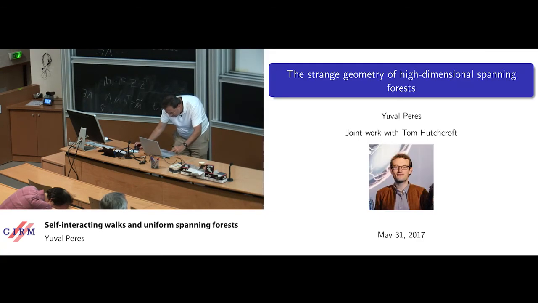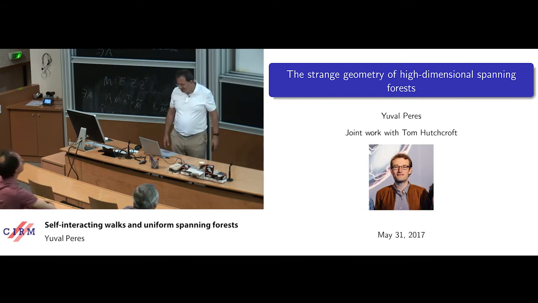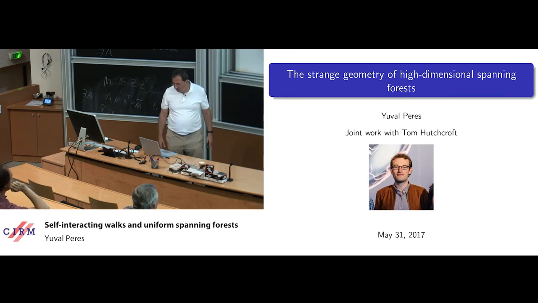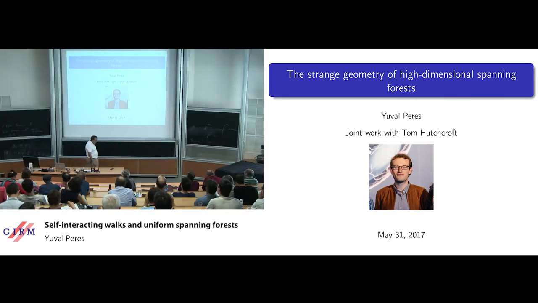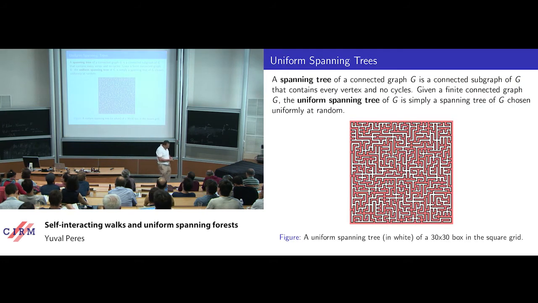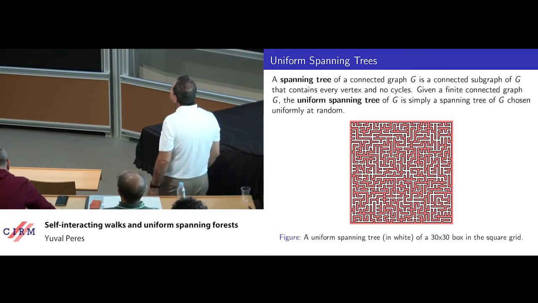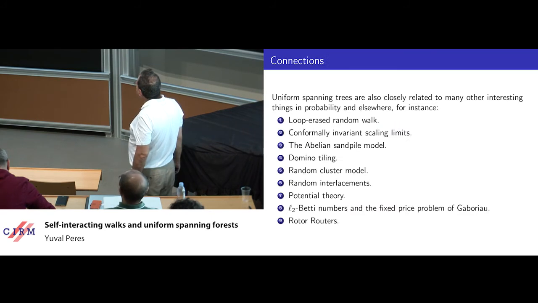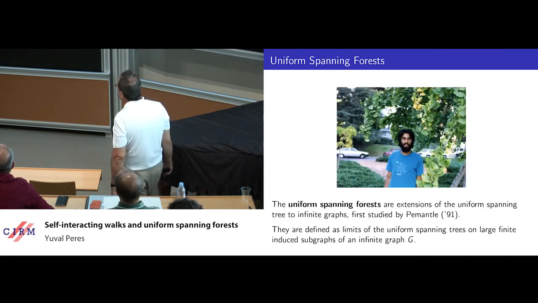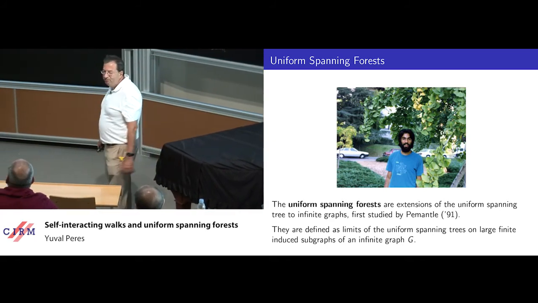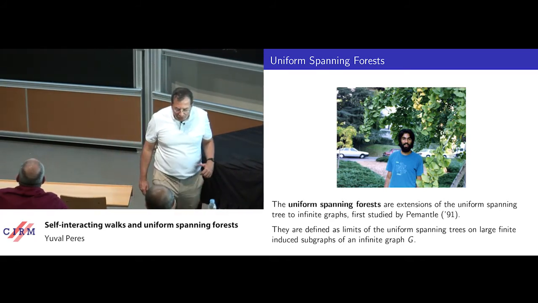So I want to quickly report, in my remaining 17 minutes, on joint work with Tom Hutchcroft on the strange geometry of high-dimensional spanning forests, but I'll really just be able to tell you some of the history and the results. The paper is on the archive. So again, here's a uniform spanning tree. Uniform spanning trees have amazing connections to many things, and this is a partial list. So we had to dig to find a picture of Robin Pemantle from the time he proved this theorem.